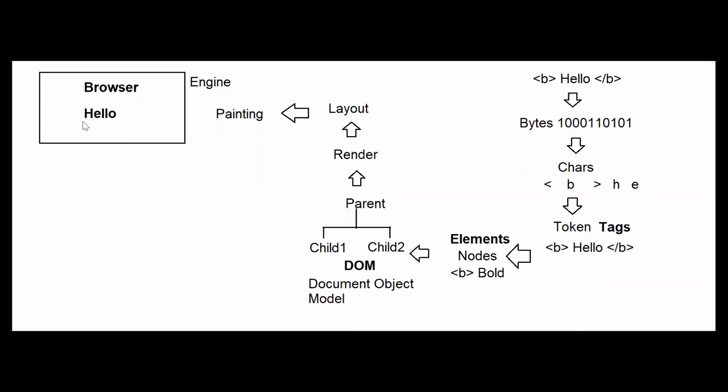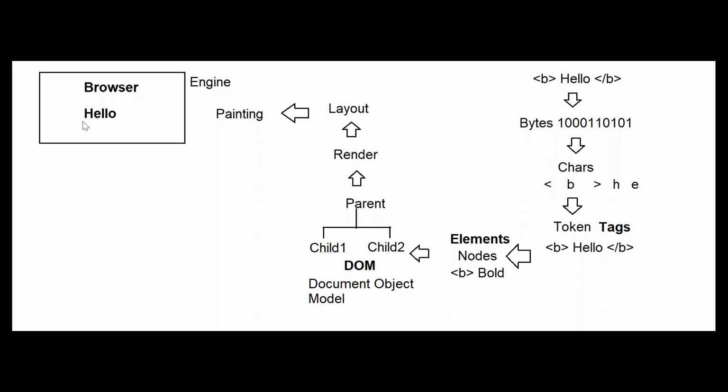So you write markup, the markup is converted into bytes. Bytes are again converted into characters. Characters are converted into tokens. Tokens are converted into elements. Elements means nodes.